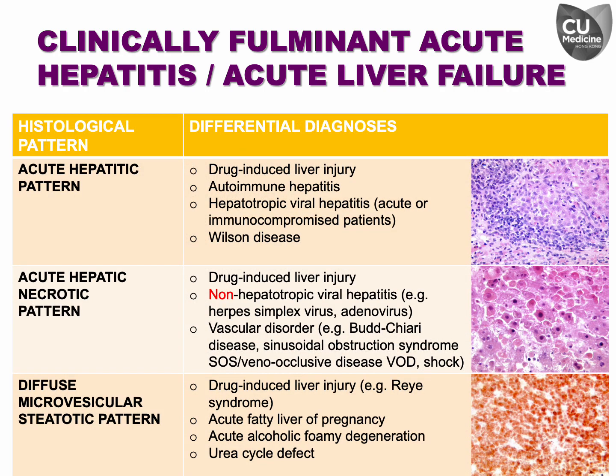Although liver biopsy is not routinely performed on all patients with fulminant acute hepatitis or acute liver failure, if it is done on some of these patients, we can expect to encounter one of three major histological patterns: acute hepatitic pattern, acute hepatic necrotic pattern, and diffuse microvesicular steatotic pattern. Each pattern provides valuable insights into the underlying etiology and helps guide the clinical management of these critically ill patients.